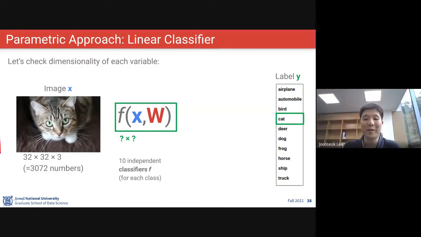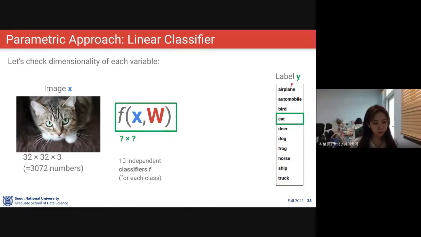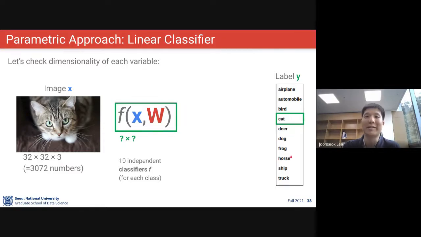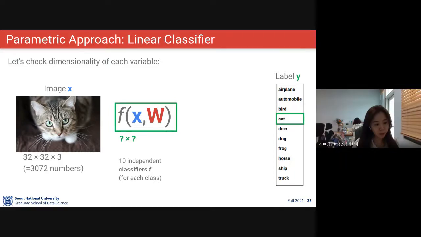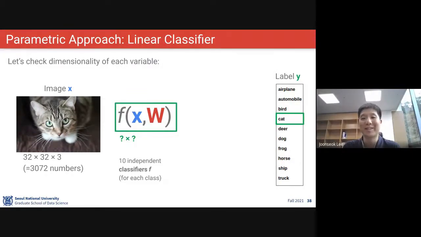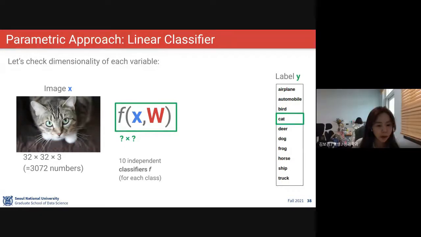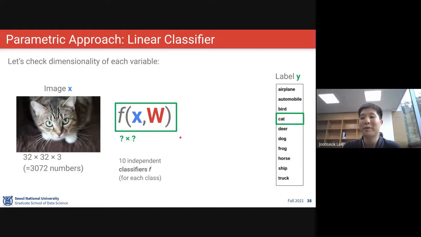We are given 3072 numbers as input. And what we would like to have as output is the score for each class. So what should be the size of the output? Output of our model. What we want is the score for each class. So how many numbers should we output in this example?